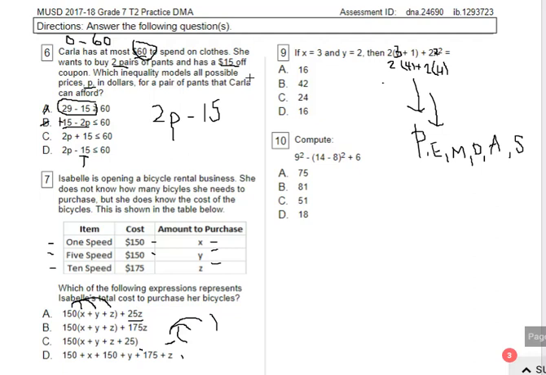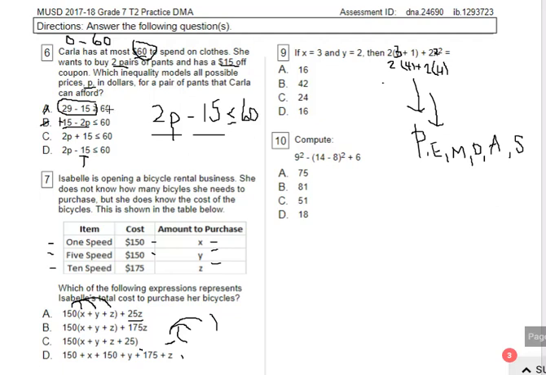And what we're going to be doing is representing P in dollars for pairs of pants. Well, she wants to buy 2 pairs of pants, so that's 2P. And you have a coupon that is taking away $15, and she wants to spend less than $60, okay? And it also includes the $60 amount when you have the equal sign.